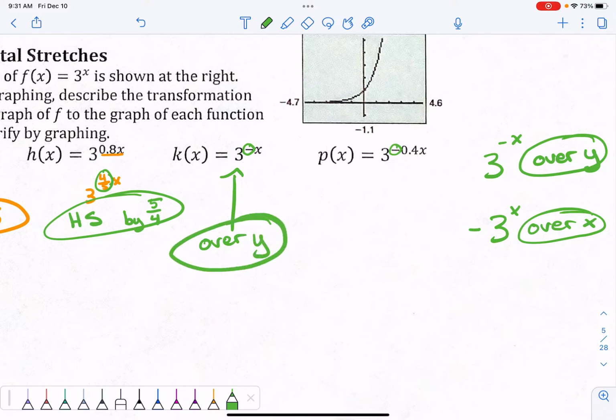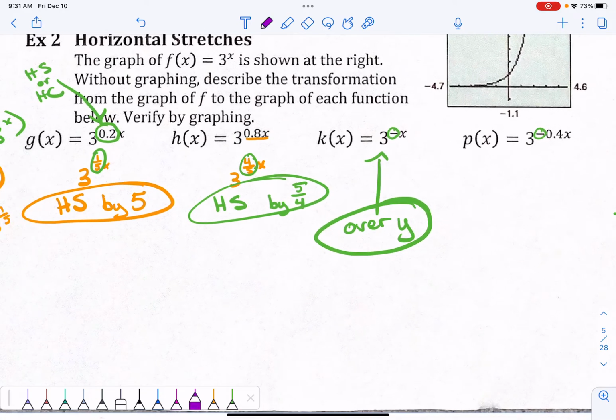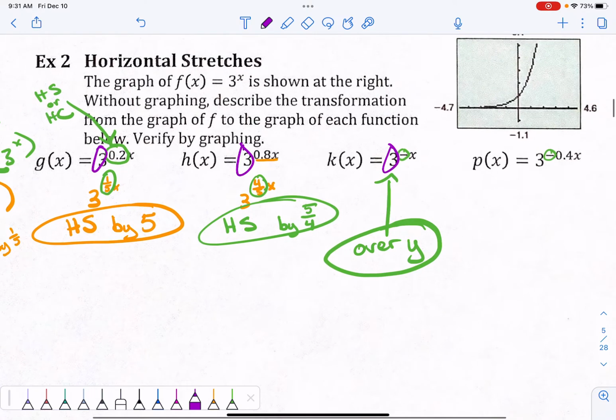Okay, now you might be wondering, there's a 3 there that we haven't been dealing with. We haven't done anything with the 3. Well, our parent function was 3 to the x power. So the 3 is not doing anything. The 3 was already there. We're just looking at what additionally is going on. So 3 to the x power, if you're wondering why we haven't done anything with that 3, that is why.